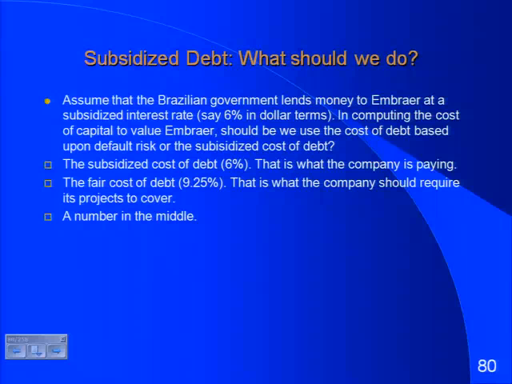Carry this to the logical extreme. Don't just think about what the cost of debt is. Think of what will happen to the cost of capital and the value that you attach to the company using each. If you use a 6% cost of debt, you're going to end up with a lower cost of capital and a higher value for the firm, right? Part of that value is a subsidy value from the government. That's fine, as long as you recognize it. If you use a 9.29%, you're going to end up with a higher cost of capital and a lower value.